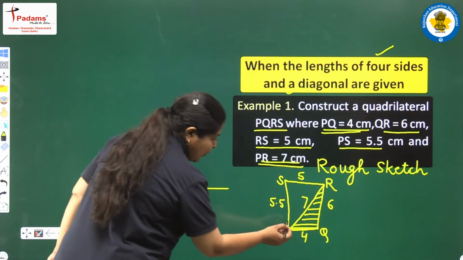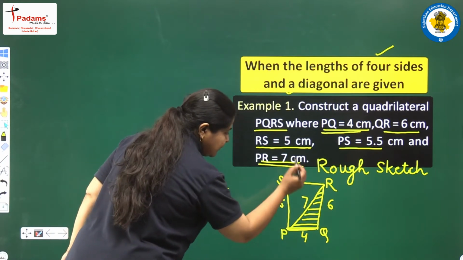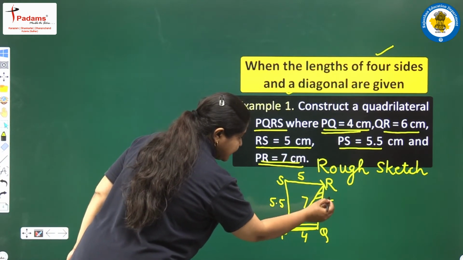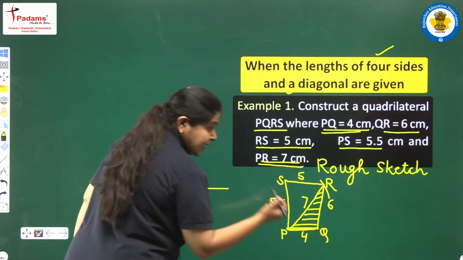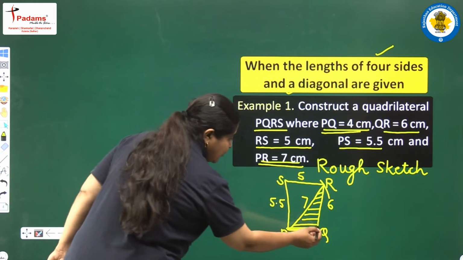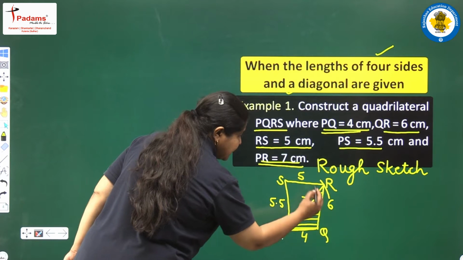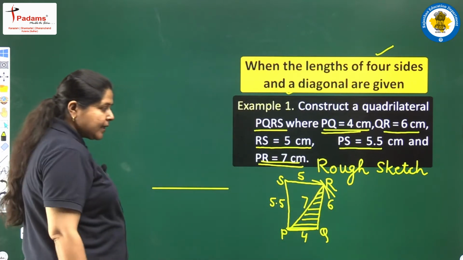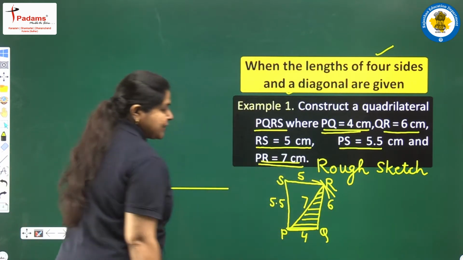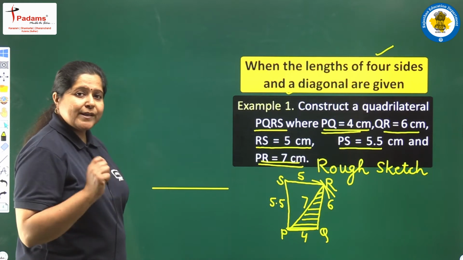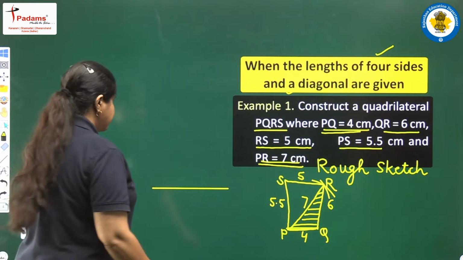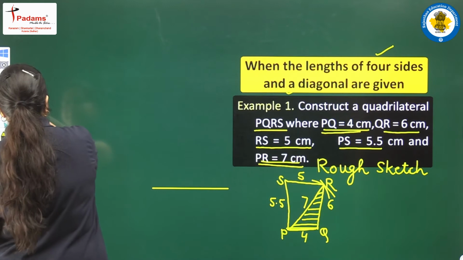We will keep its pointed end at P and then mark one arc here in this way, and then we will keep its pointed end at Q and take the radius of 6 centimeter to get the second arc, and then the point of intersection of these two arcs will give us the point R. So let us begin with this compass.